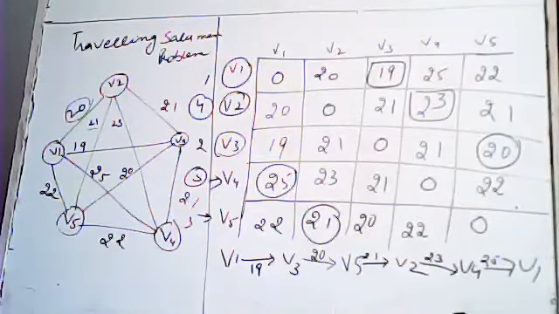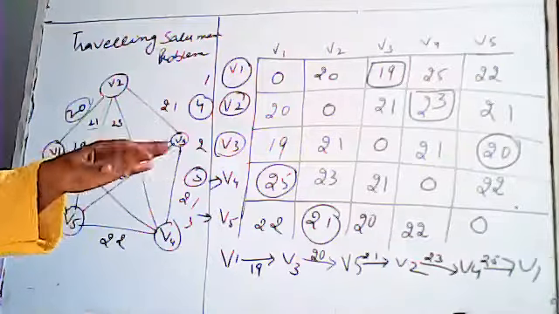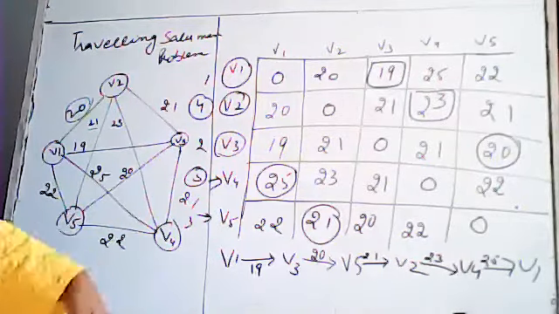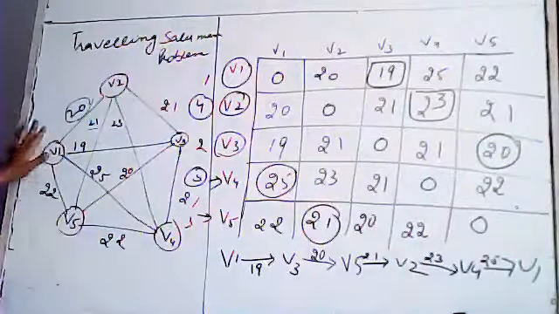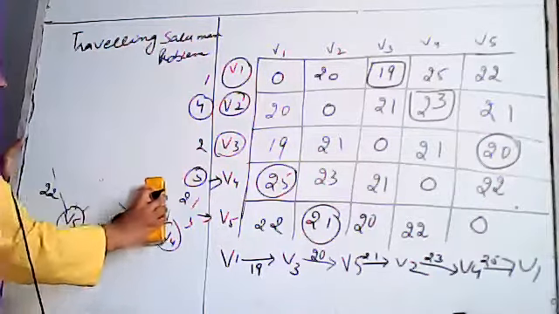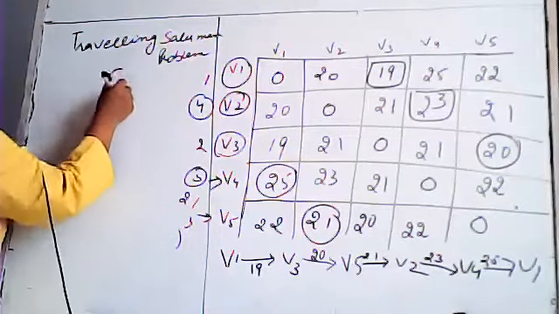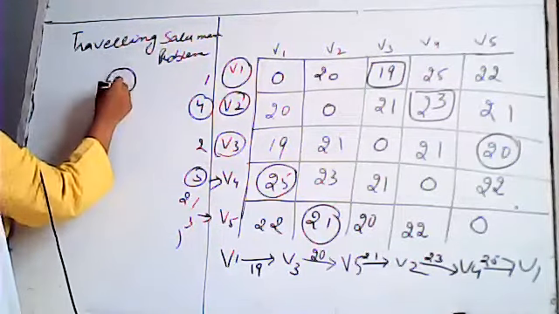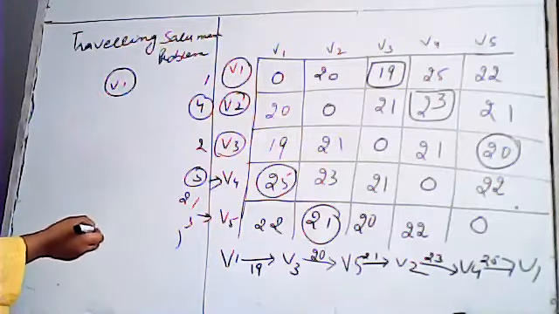Yes or no? Yes, ma'am. We are going from V1 to V3, then V3 to V5, V5 to V2, V2 to V4, and V4 to V1. We are again coming back to V1. Now let's draw this graph. I'm just erasing this graph. You can make it in any random manner.